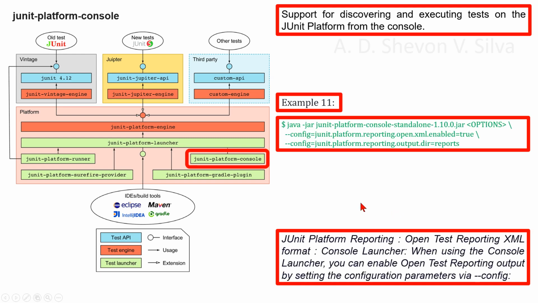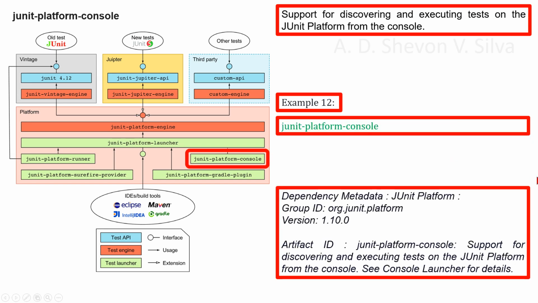And now here we are considering the Open Test Reporting XML in the JUnit platform reporting. When using the console launcher, you can enable Open Test Reporting output by setting the configuration parameter via --config here. Now we are considering the JUnit platform dependency metadata. The artifact ID junit-platform-console in group ID org.junit.platform supports discovering and executing tests on the JUnit platform from the console.